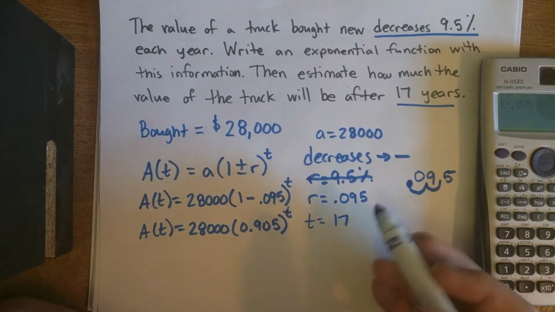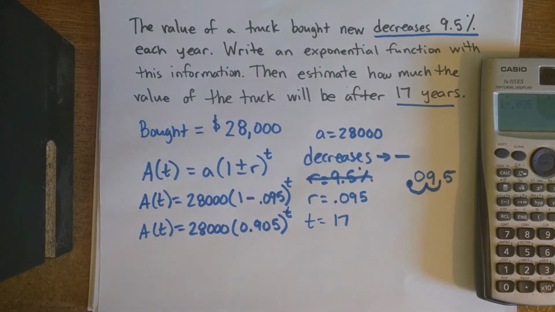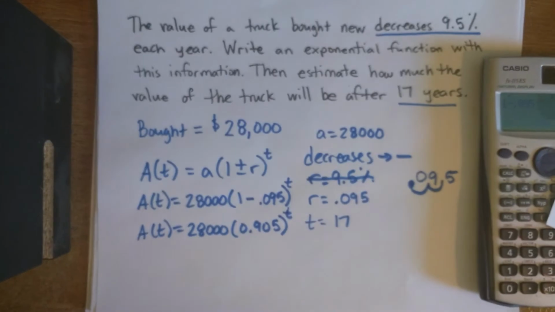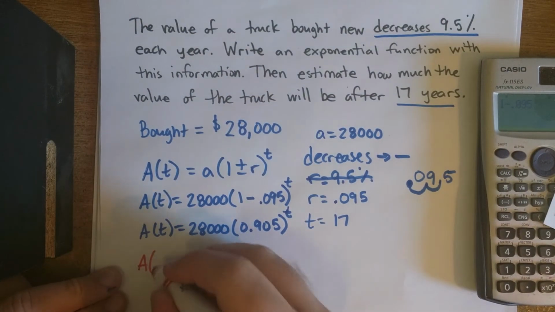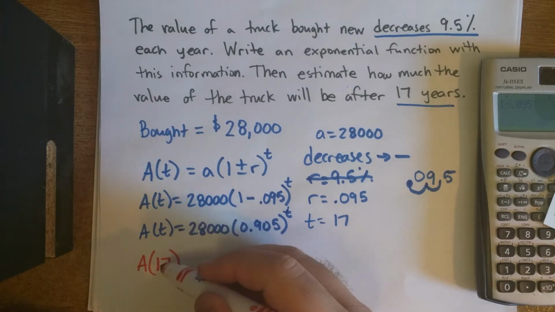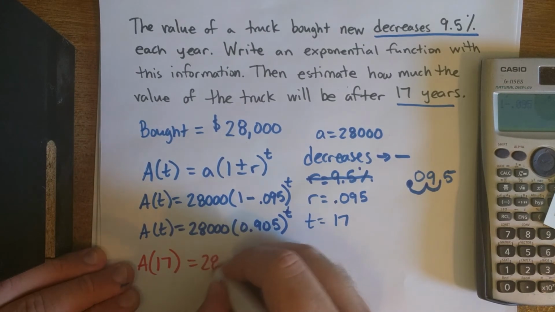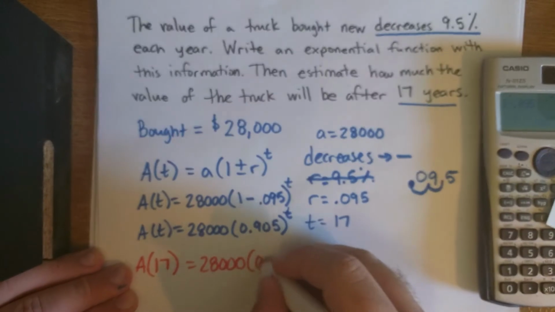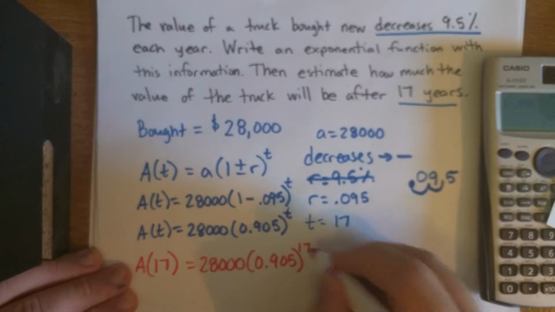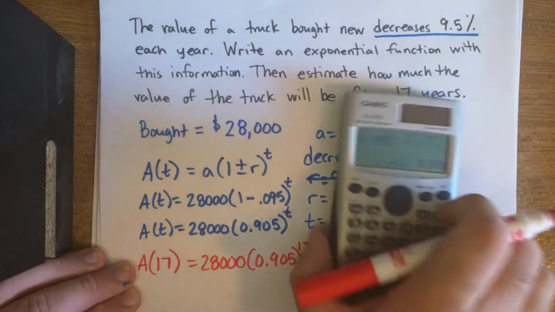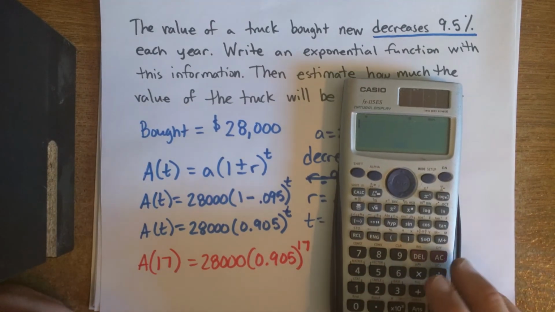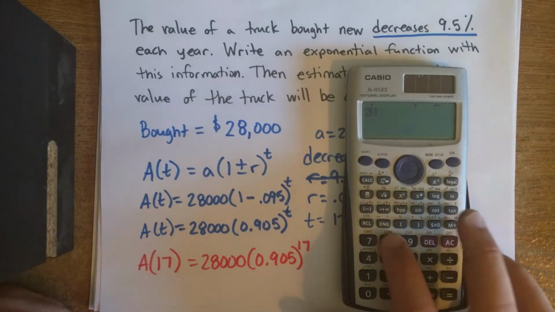But in this problem, and I'm going to switch colors here, we're just plugging in 17. So that means that we're finding a of 17. Remember, that's how function notation works. We replace t with 17 here, but we also replace t on this side. So instead of power t now, I have power 17. On my calculator and on your graphing calculators, we can just plug this all in one shot.